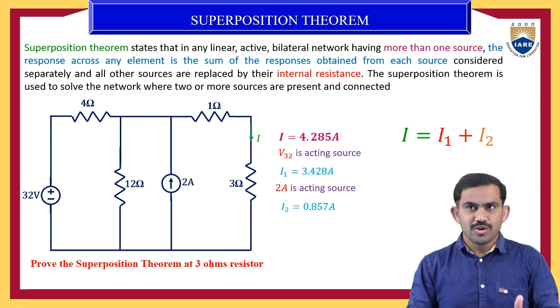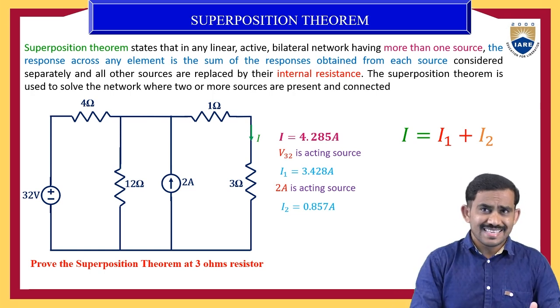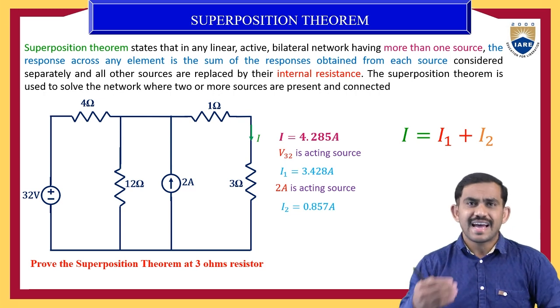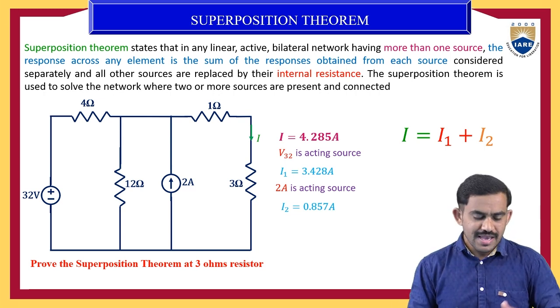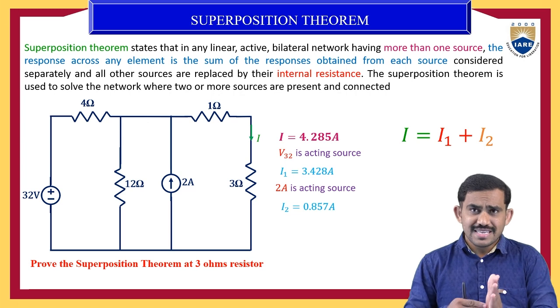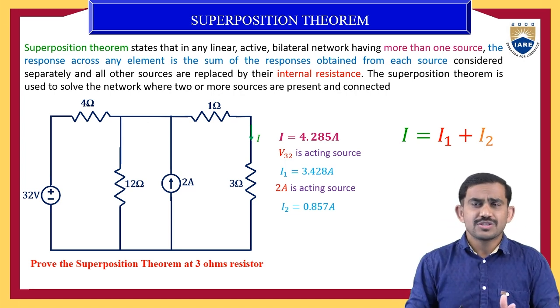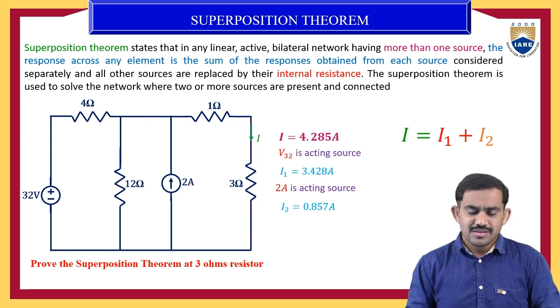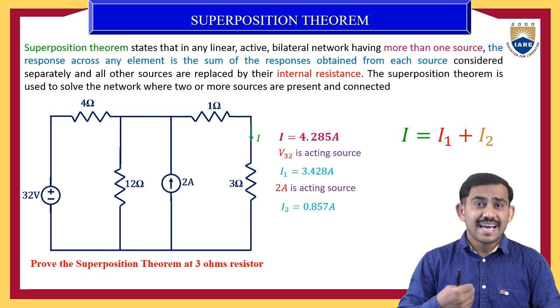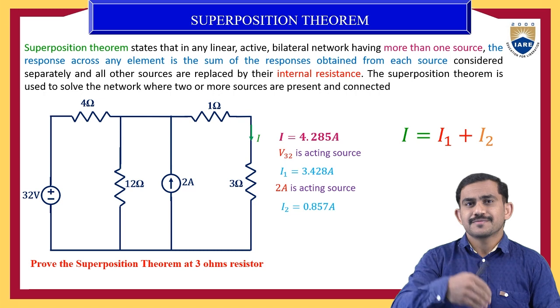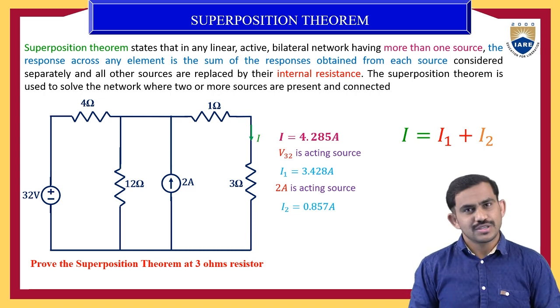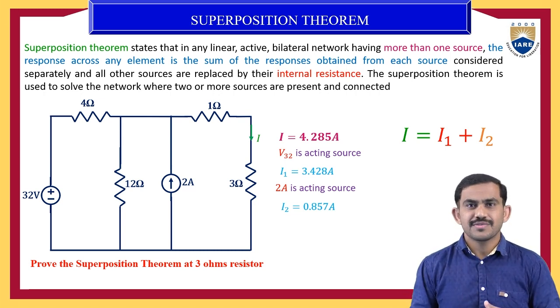So in this problem, when the voltage source is acting, the current source is open, and your I1 value is 3.42 amps. Again, when the current source is acting, the voltage source is short circuit, and your I2 value is 0.857 amps. So I1 plus I2 is nothing but your I value. So this is your superposition theorem. You can prove it like this.